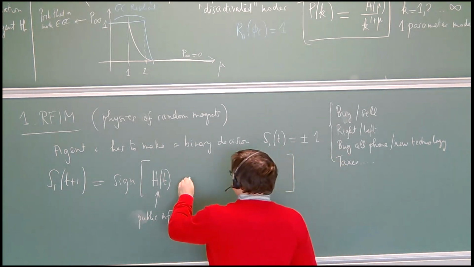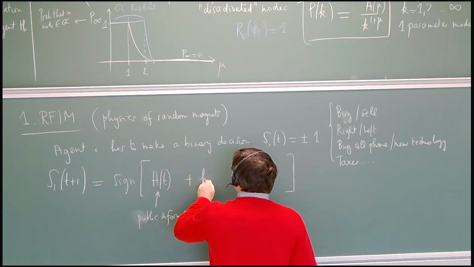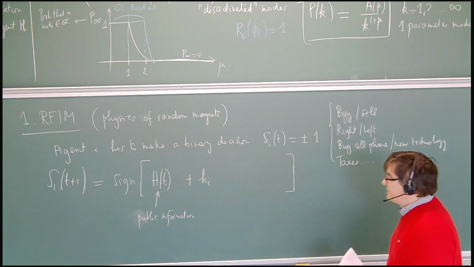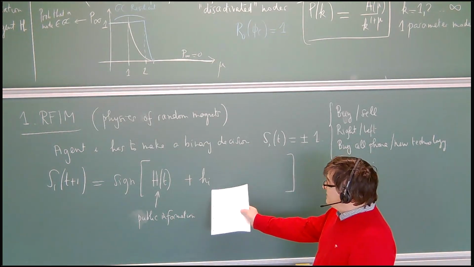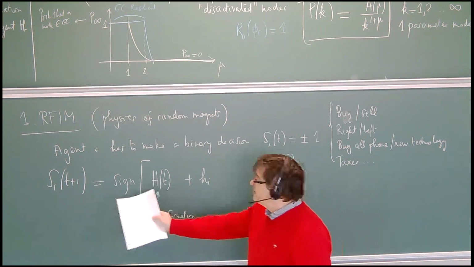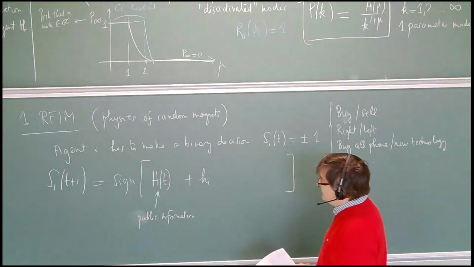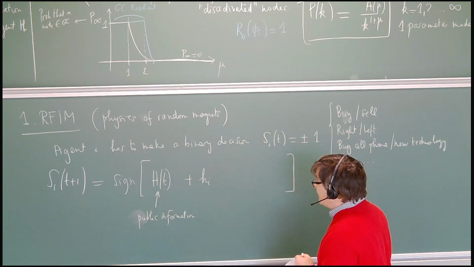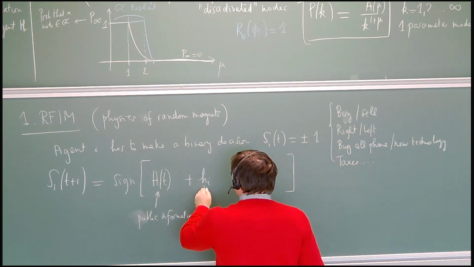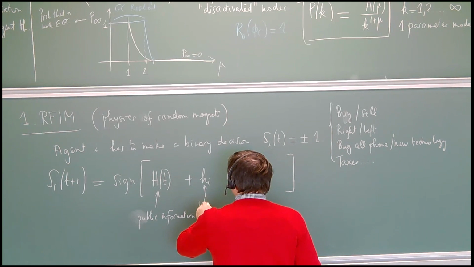Then there's a term that's specific to each agent, which I'm going to call h_i. So this term here is i dependent, but it's t independent. It's static in time. So this is the random field in the Ising model. So this is an idiosyncratic preference.